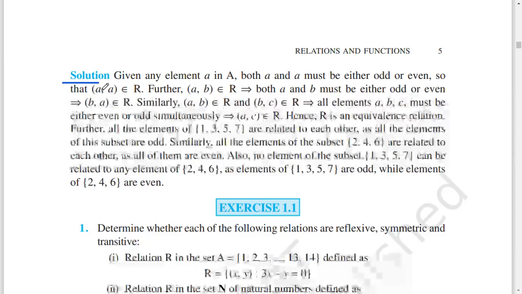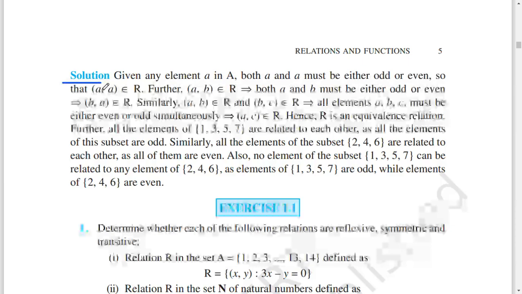Solution. Given any element a in A, both a and a must be either odd or even, so that (a, a) belongs to R. Further, (a, b) belongs to R implies both a and b must be either odd or even, that is (b, a) belongs to R. Similarly, (a, b) belongs to R and (b, c) belongs to R implies all elements a, b, c must be either even or odd simultaneously, that is (a, c) belongs to R. Hence, R is an equivalence relation.